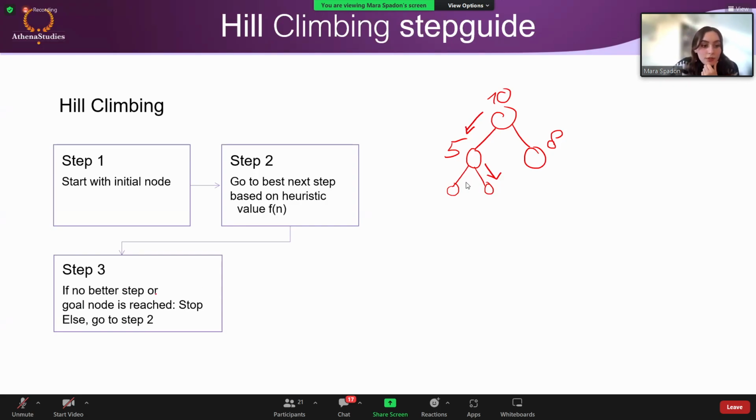In the end, if there's no better step or the goal node is reached, then you stop, and else you go to step 2. The important difference between hill climbing and greedy best first search is that hill climbing does not have a memory. So if here you find out that you only have 11 and 15, and you know actually that 8 is a better value, you cannot go back, because it does not store a memory. It only looks at the nodes that are in front of itself. So it cannot go back. So that's kind of the downside of hill climbing.